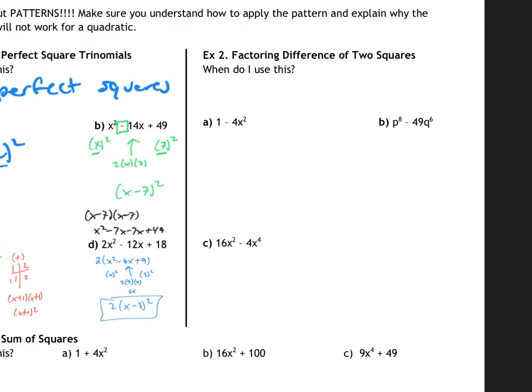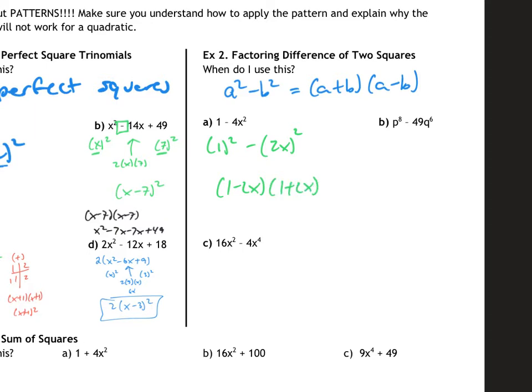All right, difference of squares. If I have a perfect square minus a perfect square, that is always going to factor into a plus b, a minus b. Everything has to be perfect squares for this to work. So 1 is a perfect square. 4 and x squared are 2 and x. So I got 1 minus 2x, 1 plus 2x, and I'm done. These are great. These are nice and easy to use.